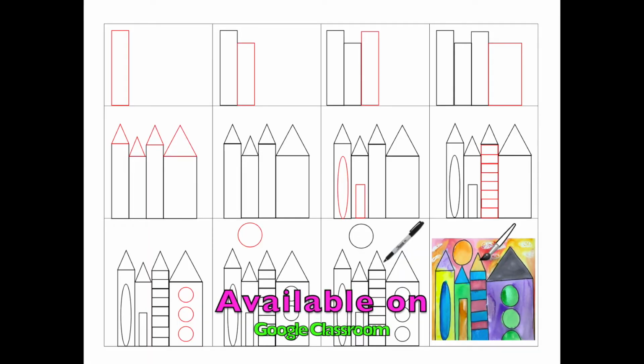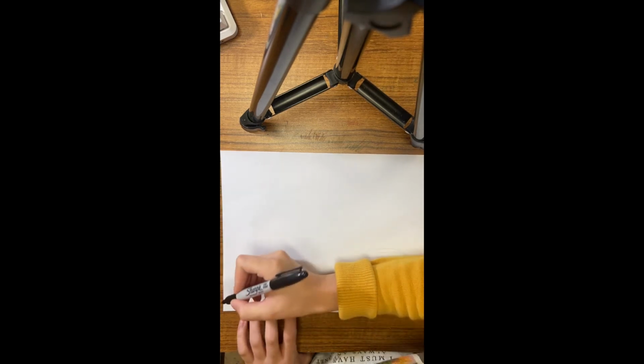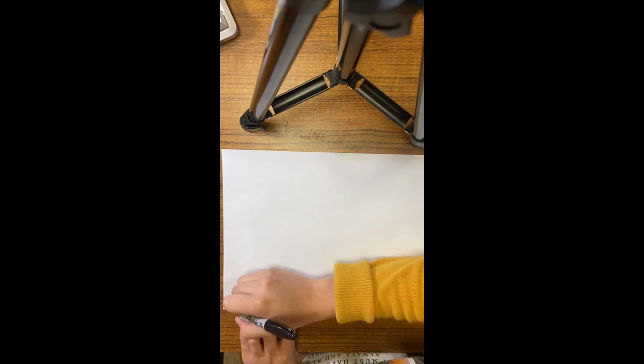Now, there is a worksheet that shows you step by step about how many shapes you would like to have on your castle, but of course you can add or change things as you please. Okay, I'm going to attach this worksheet that shows everything step by step as well on Google Classroom. Alright dear kiddos, so we're going to go ahead and start off by making a nice tall rectangle.